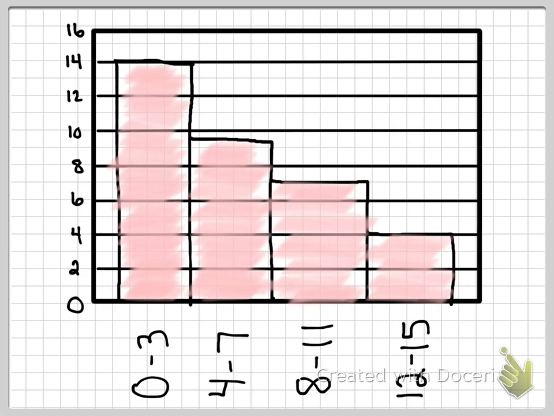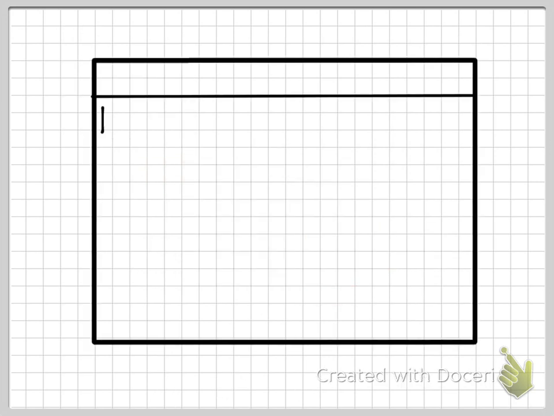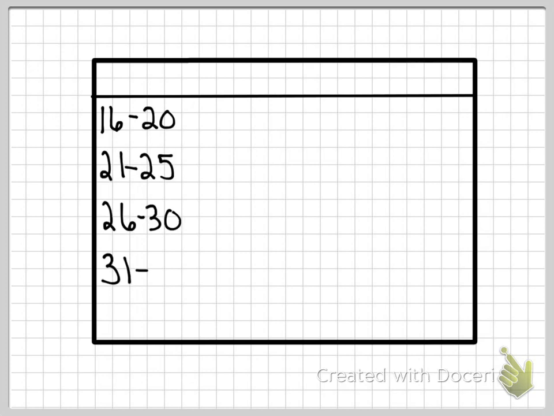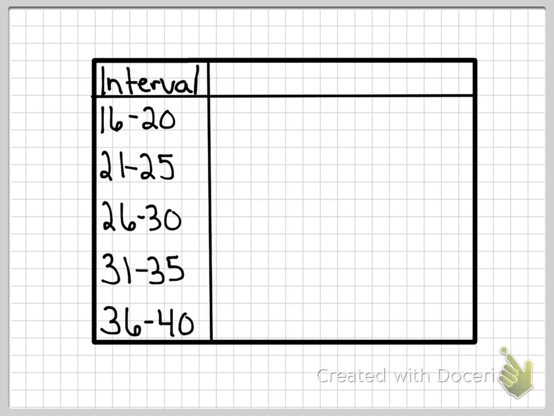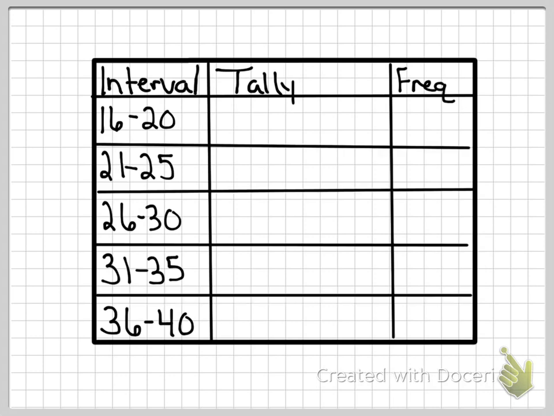Alright, so I want to go ahead and do one more. I want you to turn in your books to page 131. Your turn now. Numbers 1 and 2. I'm giving you the intervals. I want you to fill in the rest of this frequency chart, and then we'll do the histogram. All right, so we're going to take about 5 minutes to fill in the rest of this frequency chart.